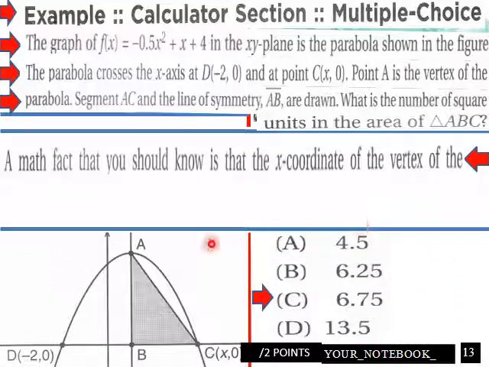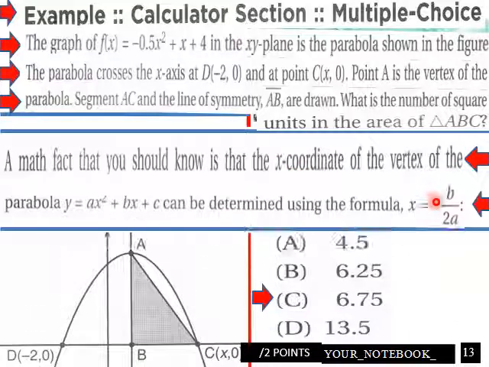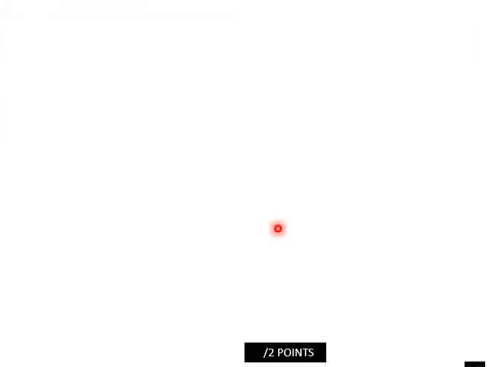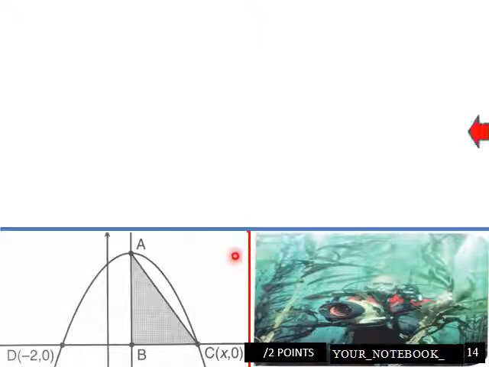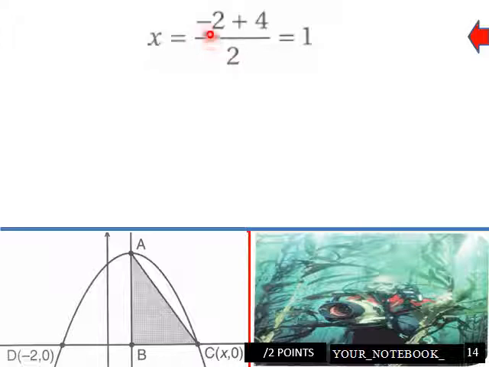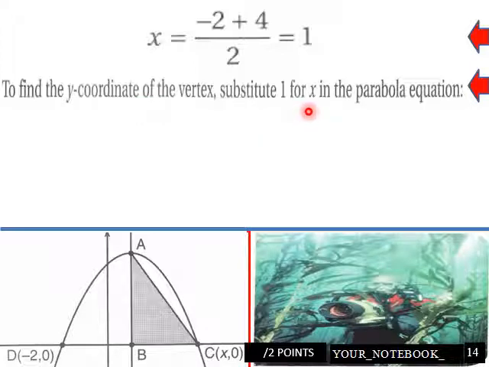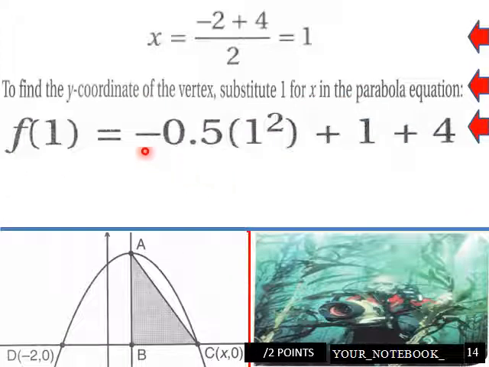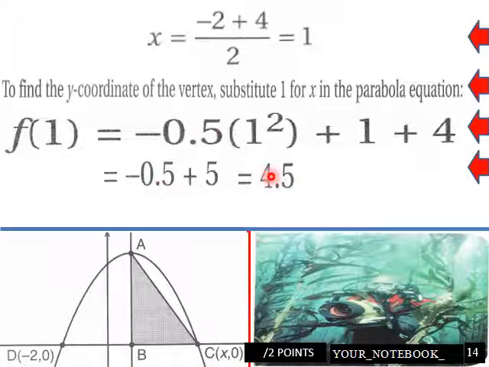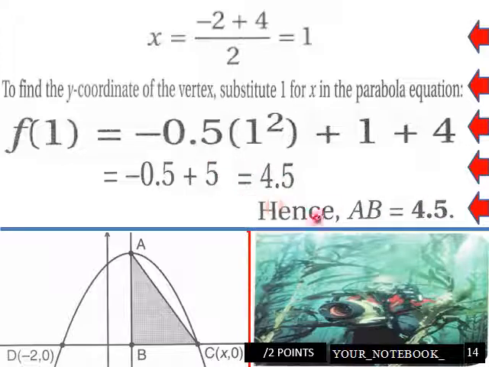Here are possible solutions. A math fact is that the x-coordinate of the vertex of the parabola y equals ax squared plus bx plus c can be determined using x equals negative b over 2a. You should know this very important formula. So x equals (-2 plus 4) over 2 equals 1. To find the y-coordinate of the vertex, substitute 1 for x in the parabola equation. We throw that in there, and we come up with this, which equals 4.5. So hence AB equals 4.5.